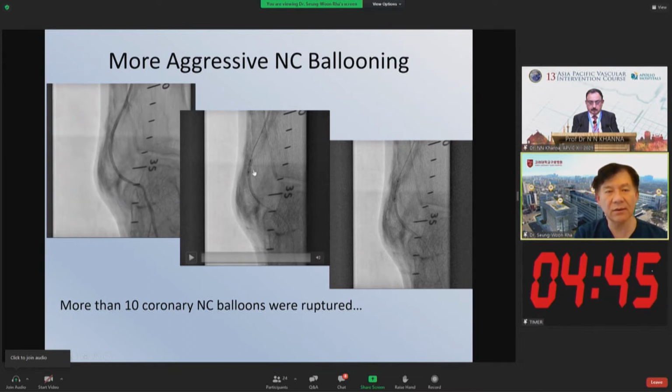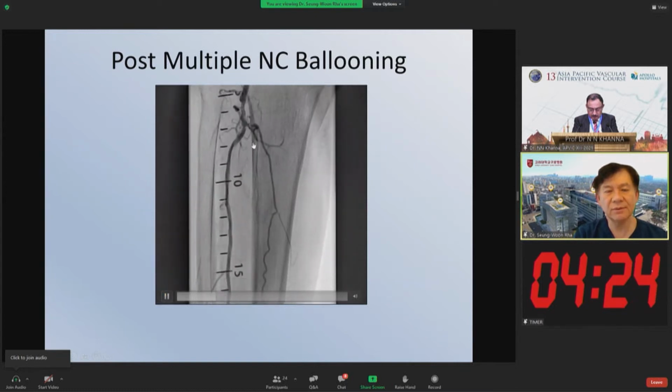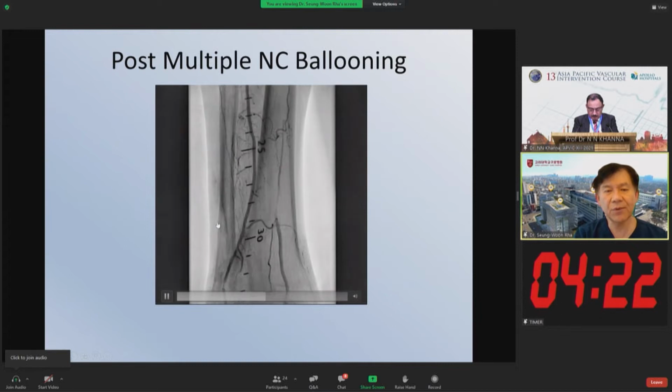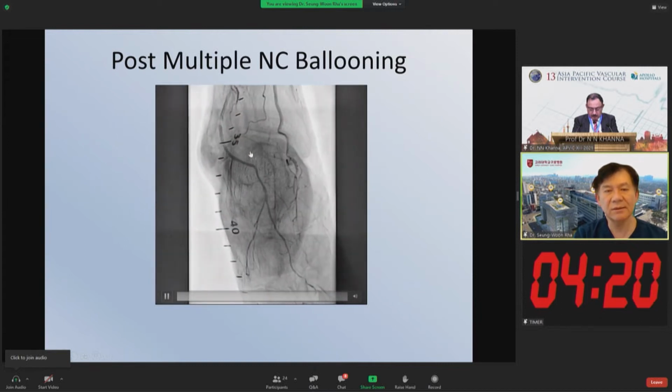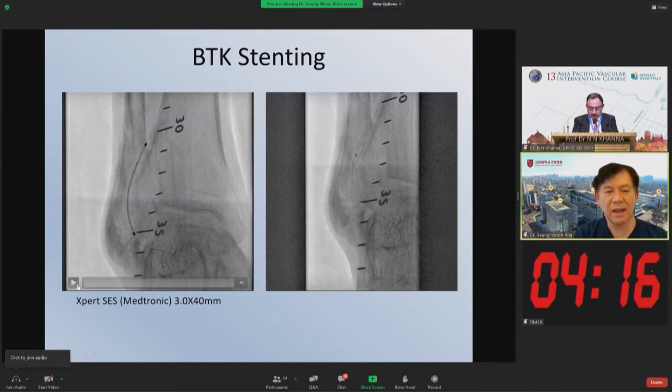On fluoroscopy, there was no obviously dense calcium. However, multiple non-compliant coronary balloons were all unsuccessful in dilating this focal lesion. More than 10 non-compliant balloons ruptured. So here, clearly you can see that after balloon angioplasty, this focal undilated lesion is limiting flow to the distal foot circulation.